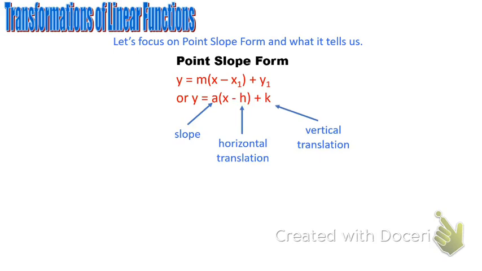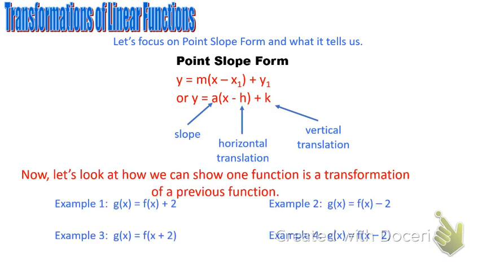Let's look at this form and see how we can use this to predict the transformations of linear functions. Below, I have four examples of new functions g of x that are some type of transformation of the original function f of x. We're going to look at each of the four and describe what the transformation is.